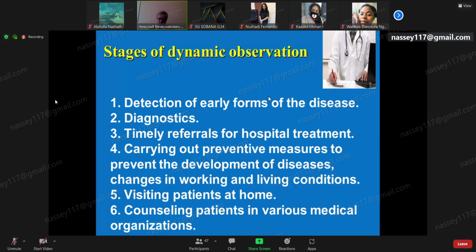The next step is carrying out preventive measures to prevent the disease development and changes in working and living conditions, which will help to maintain patients' health. Visiting patients at home is also very important, and counseling of patients in various medical organizations.